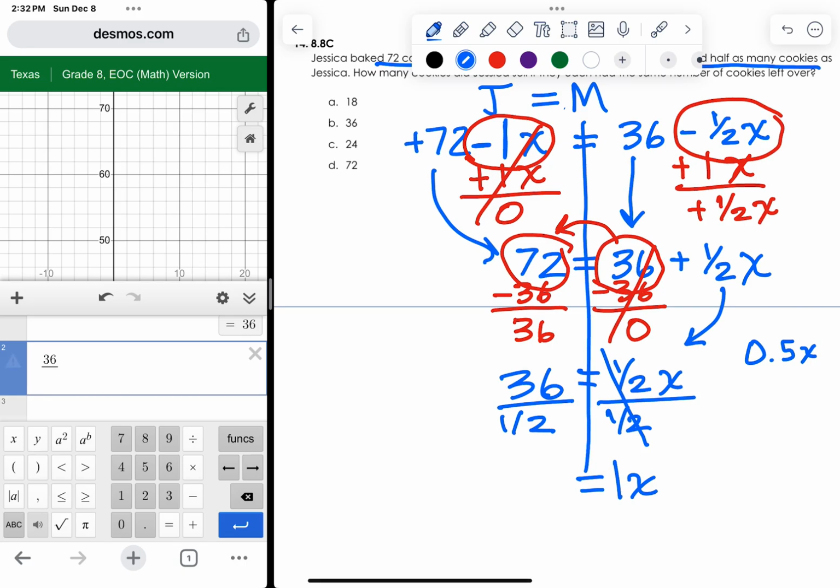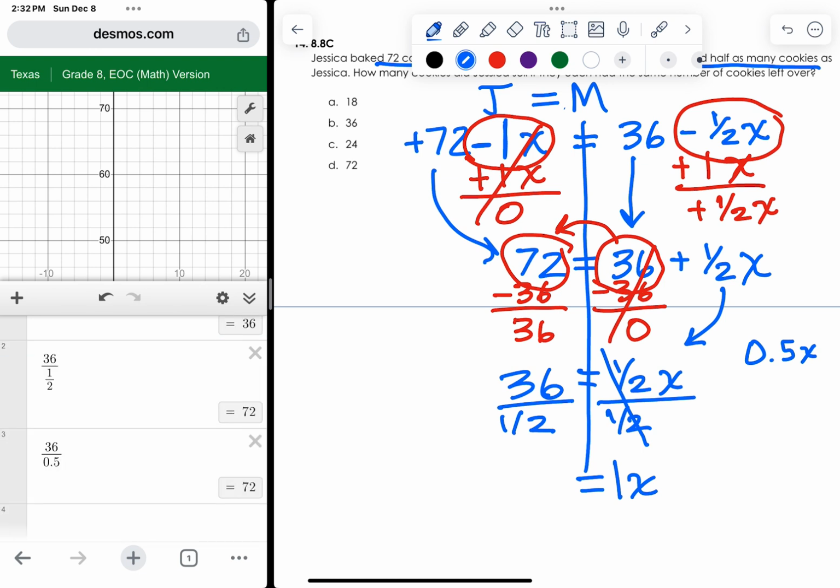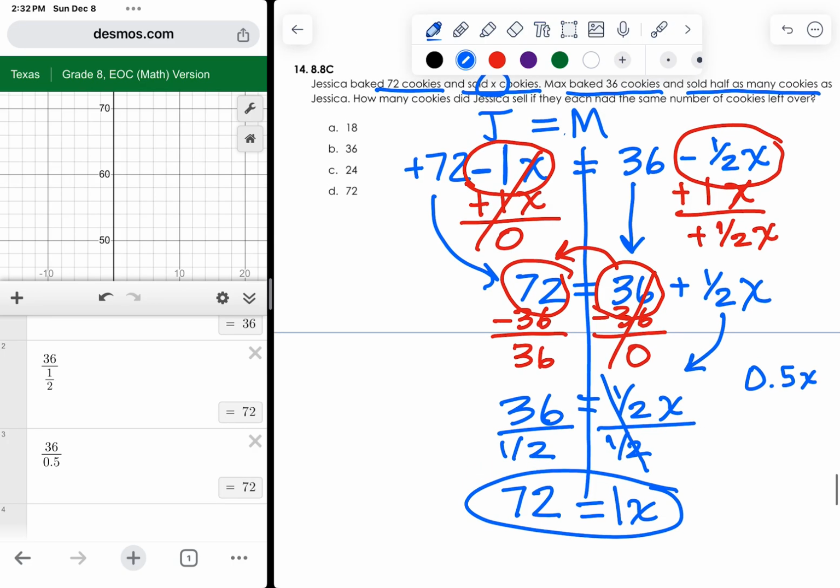You can type it into Desmos just like this. 36 divided by 1/2 is 72, or if you don't believe me, you can just type in 36 divided by 0.5, and it is equal to 72. So 1x here is equal to 72. How many cookies did Jessica and Max sell if they had the same number of cookies left over? It would be 72. X is equal to 72.